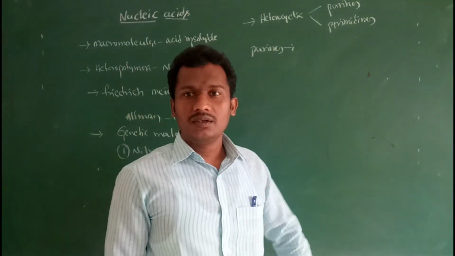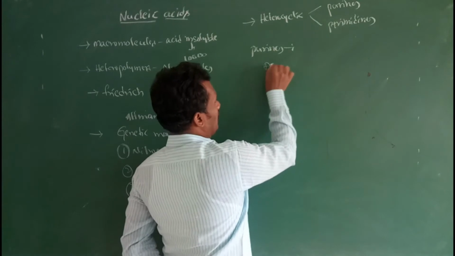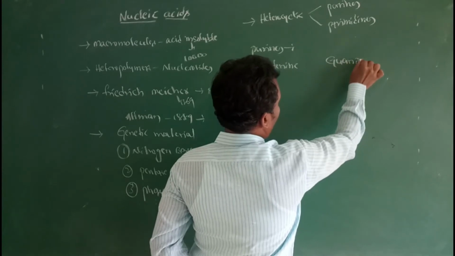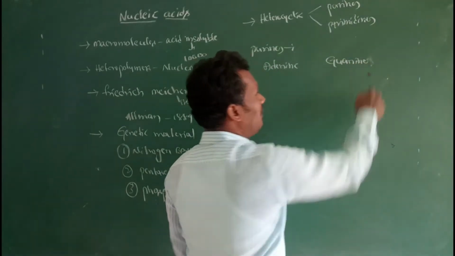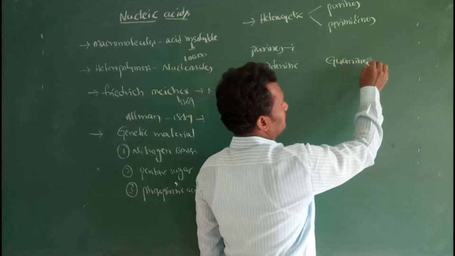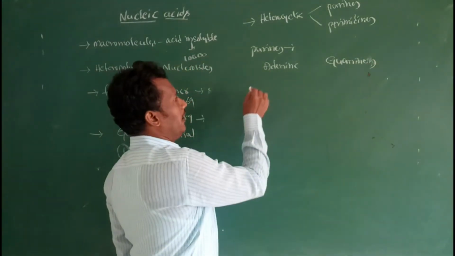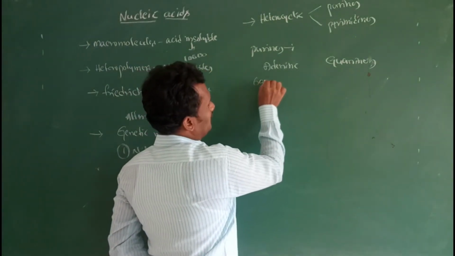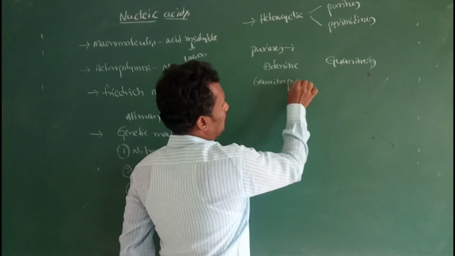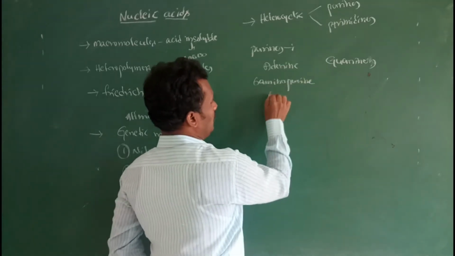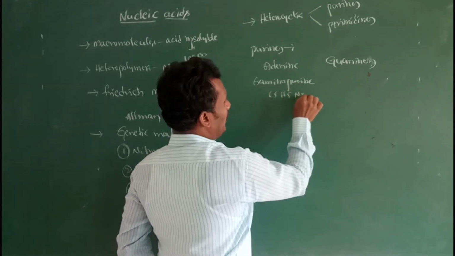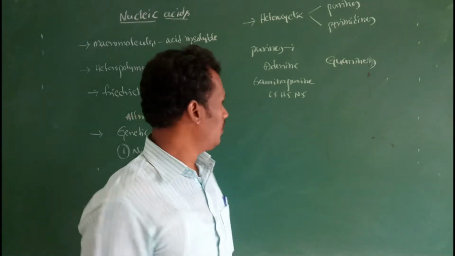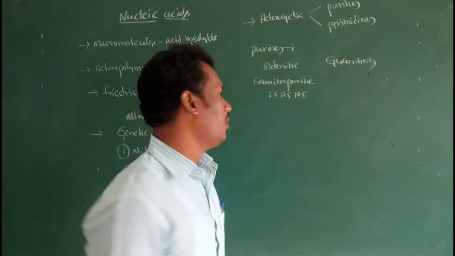Purines are of two types, adenine and guanine. First, adenine. Adenine is also called 6-aminopurine. Its formula is C5H5N5.